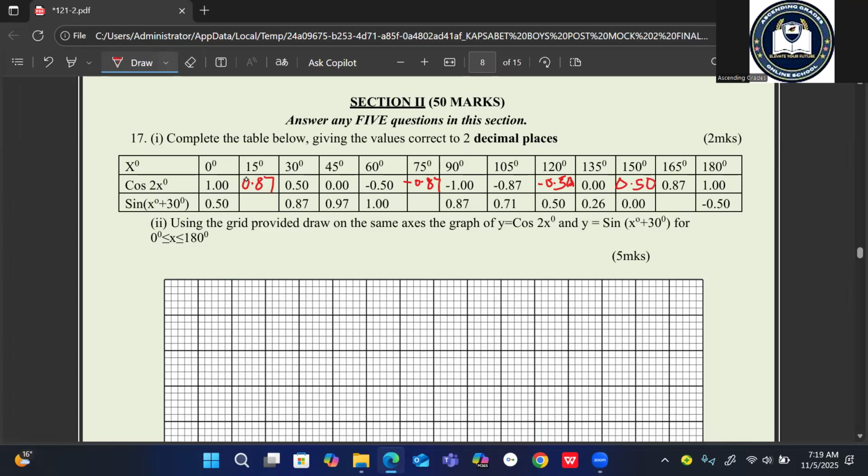The next one, then that one is over. We go to the function of sine, whereby we start with sin(x plus 30). So we'll have sin(15 plus 30), which is the same as sin 45. So sin 45 is 0.71. The next one is sin(75 plus 30), which is the same as sin 105, which is 0.97.